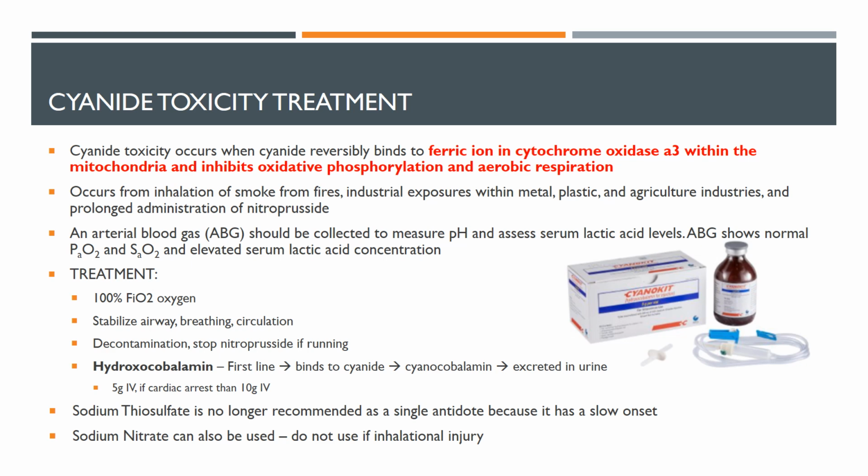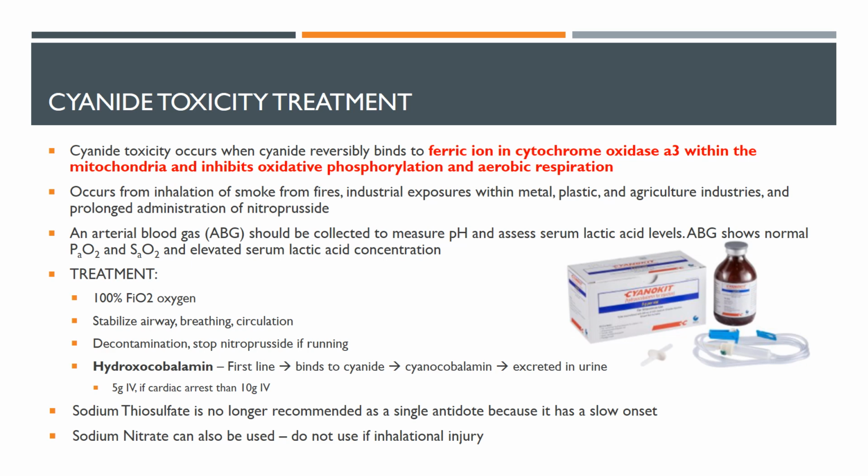An arterial blood gas, an ABG, should be collected to measure pH and assess serum lactic acid levels. You should note that an ABG will show a normal PaO2 and SaO2 and an elevated serum lactic acid concentration. So how do we treat these patients? You want to give them 100% FiO2. You want to stabilize their airway, breathing, and circulation. We can decontaminate them and stop nitroprusside if that was the cause.